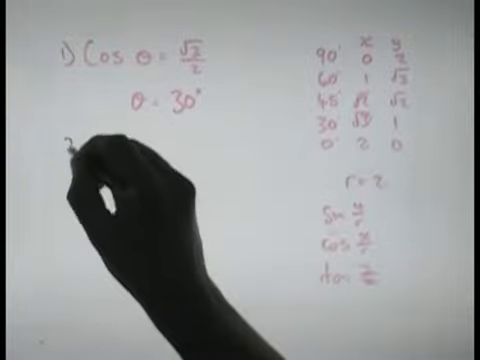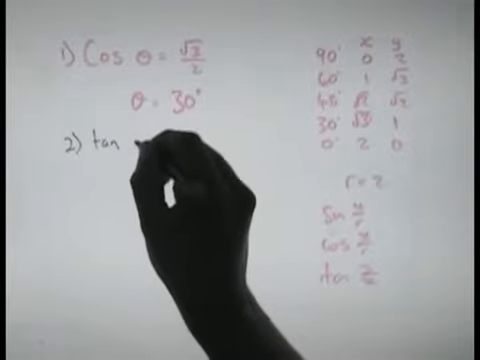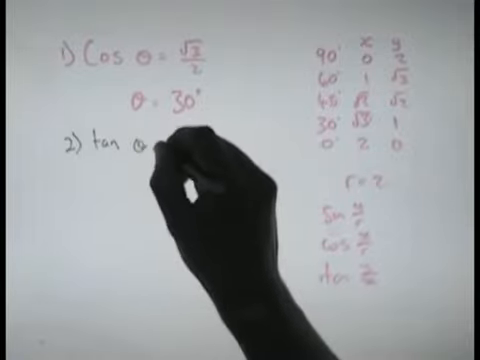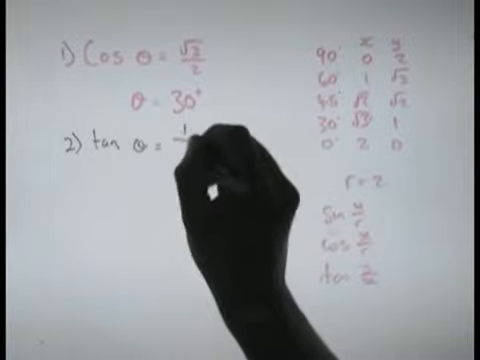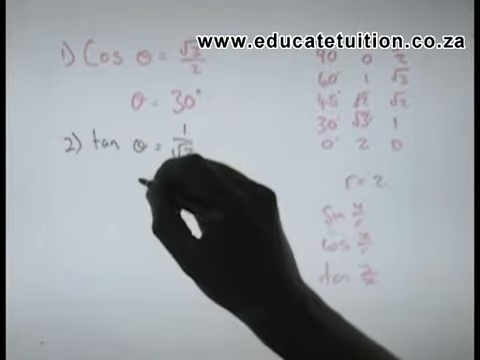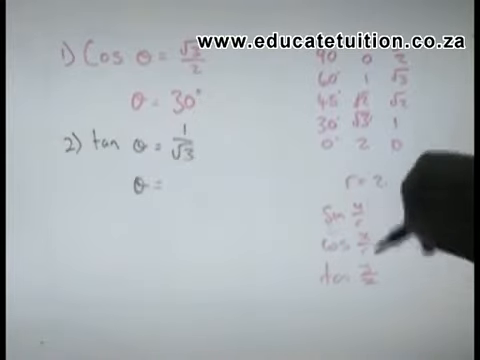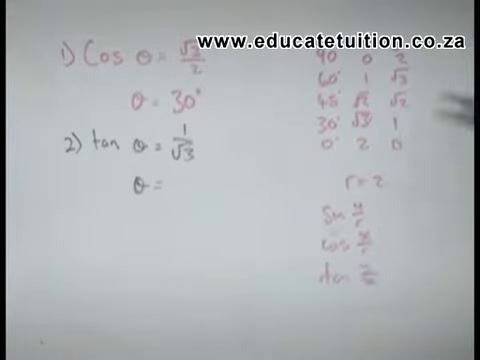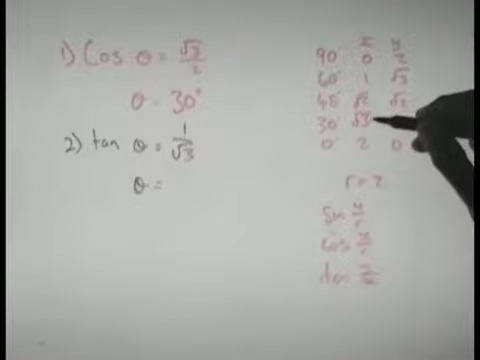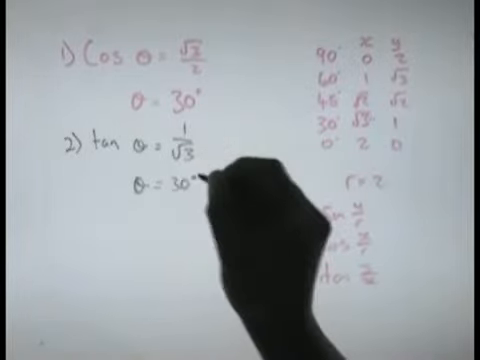Number 2, tan theta is equal to 1 over root 3. That means that theta is equal to what? Tan is the function y over x. When is our y value 1 with our corresponding x value root 3? That's also at 30 degrees.